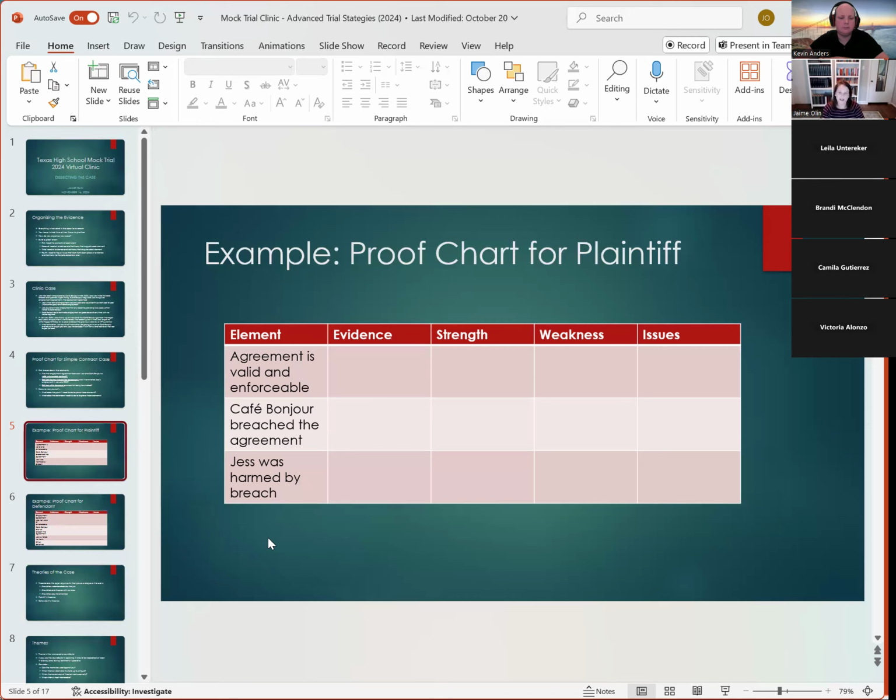And then issues, like if there are any other issues that you think are important that we need to consider when we're going through a fact pattern. Some of those could be, okay, this is a good fact, but it's never going to come in because the only way it can come in is through hearsay. Then that's definitely something you'd want to mark in the issues column to be aware of as you're thinking about it.